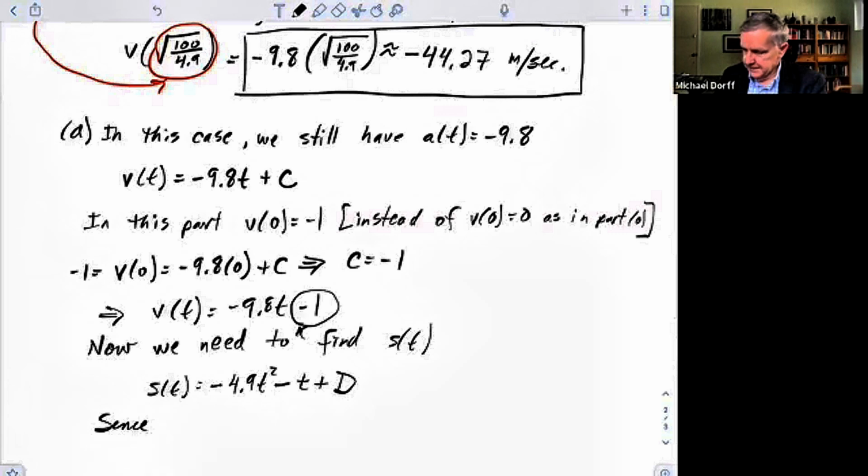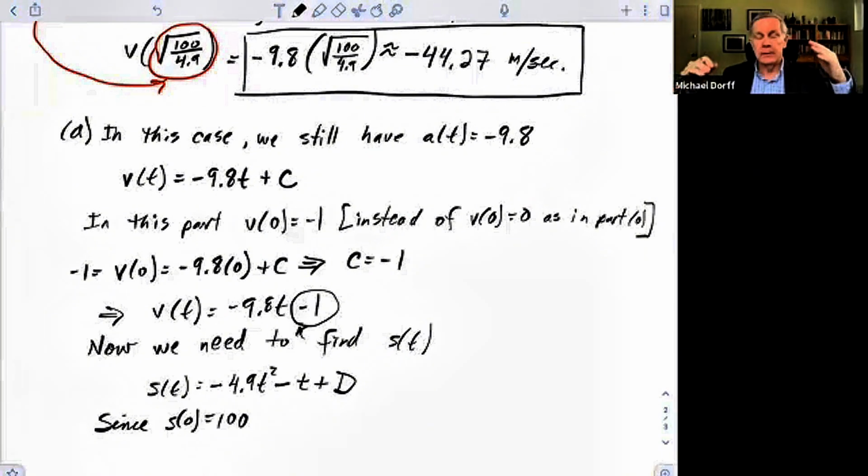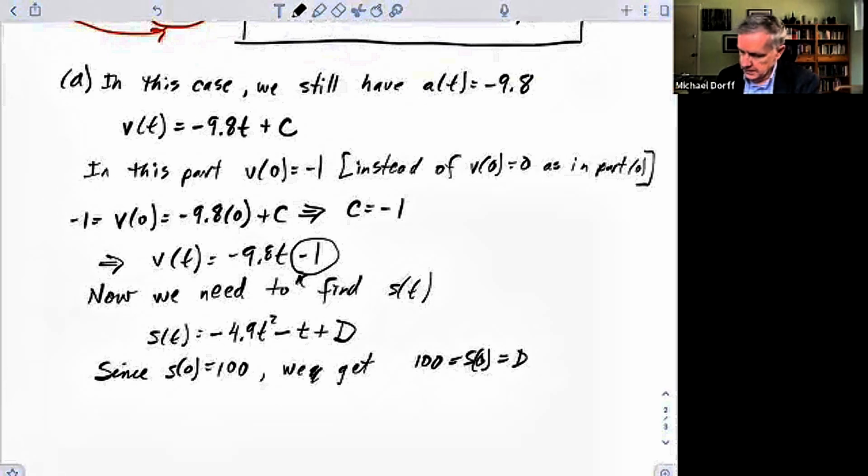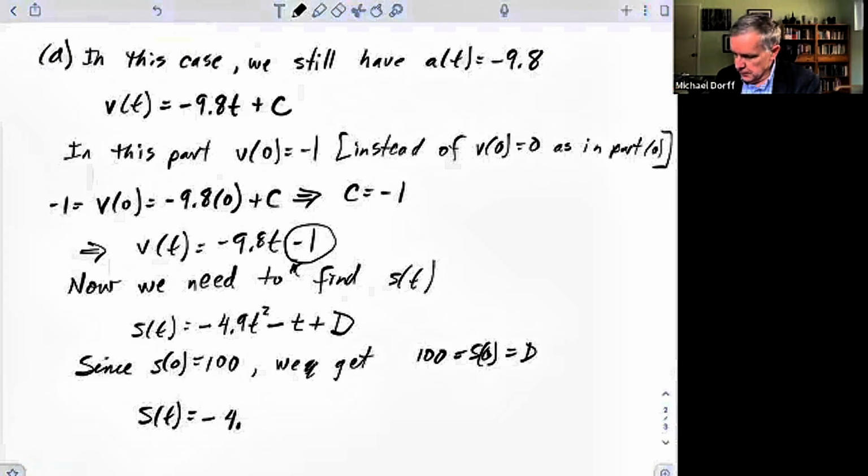And we know that s of 0 is 100, that doesn't change. We didn't climb up further, we didn't go down in the building. We're still at the top of the building at 100 meters. When I plug that in, we get that 100 equals s of 0, which is going to equal d. So d equals 100, and s of t is going to equal negative 4.9 t squared minus t plus 100.